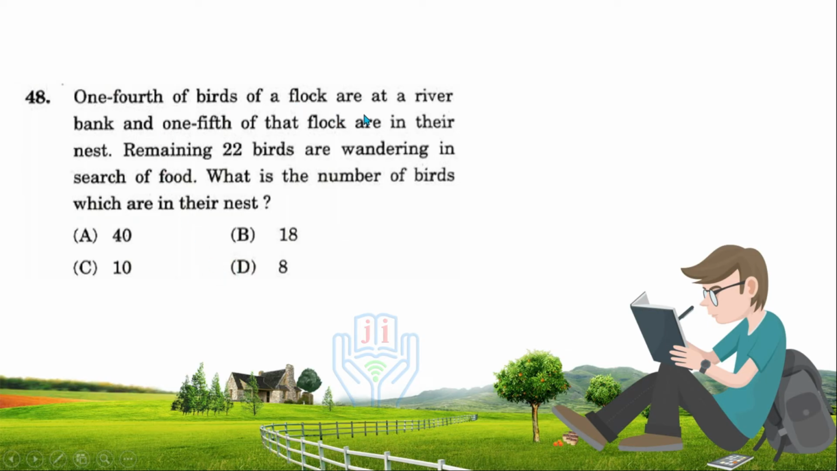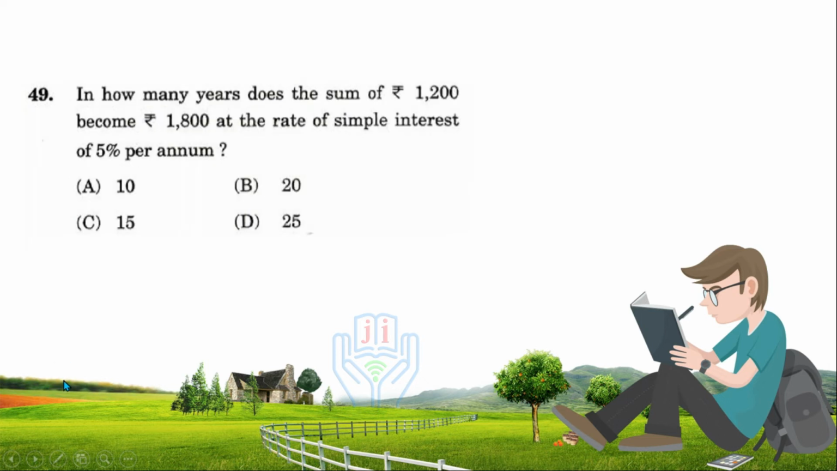1/4 of the birds of a flock are at a river bank and 1/5 of that flock are in their nest. The remaining 22 birds are wandering in search of food. What is the number of birds which are in their nest? Answer D. Number of birds in the nest is 8. In how many years does the sum 1200 become 1800 at the rate of simple interest of 5% per annum? Means per year 5% simple interest. Then how many years? Answer 10 years. Option A is the answer.